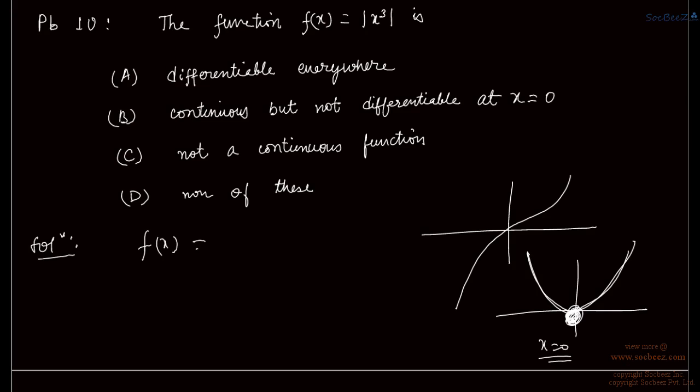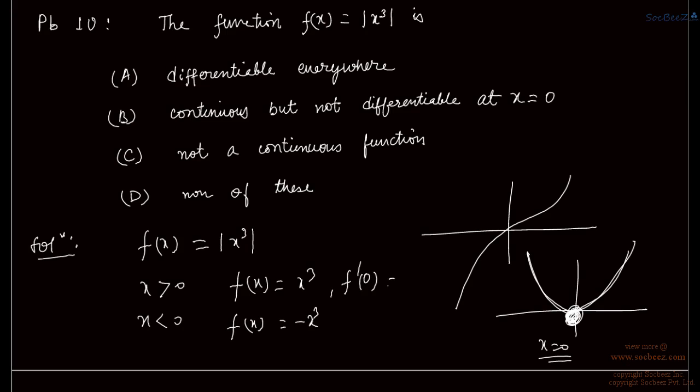For f(x) equal to |x³|, if x is greater than 0, then f(x) is simply x³, and if x is less than 0, then f(x) is -x³, right? In both cases, if we evaluate the derivative at 0, we get 0. So that means the right hand derivative is equal to the left hand derivative. So it is also differentiable at x equal to 0. So option A is correct, that is, differentiable everywhere.